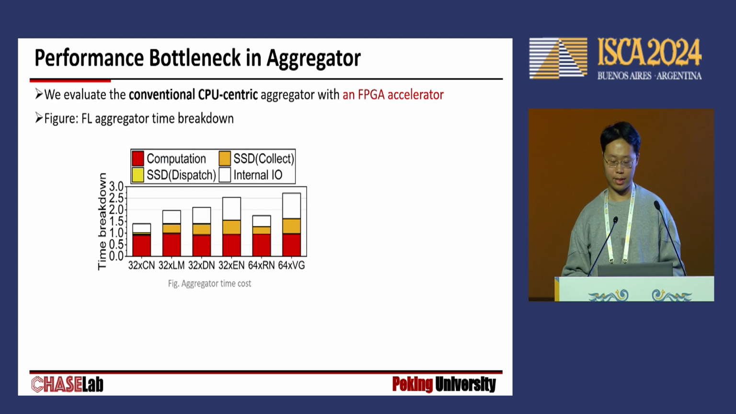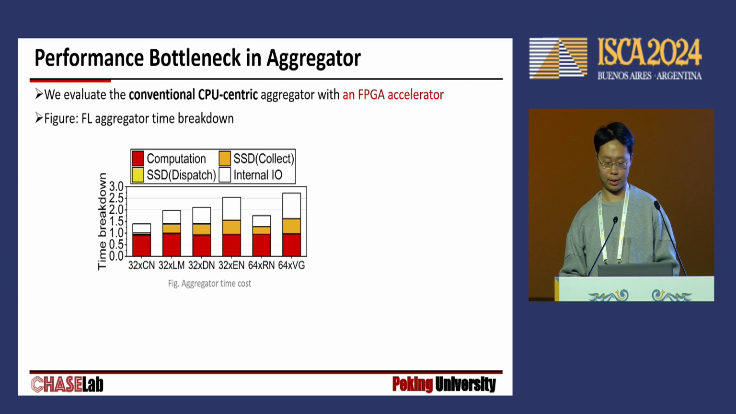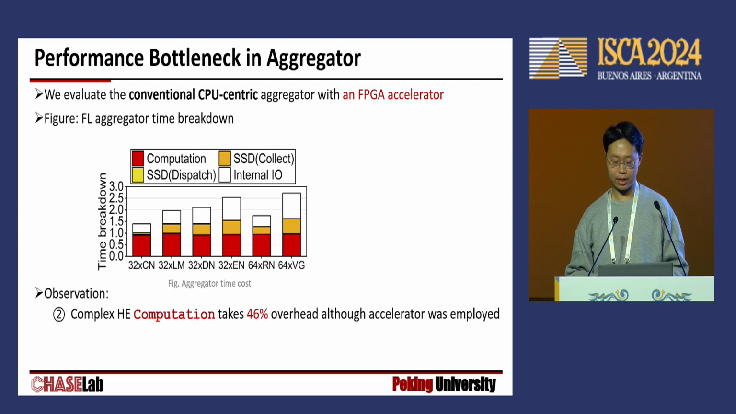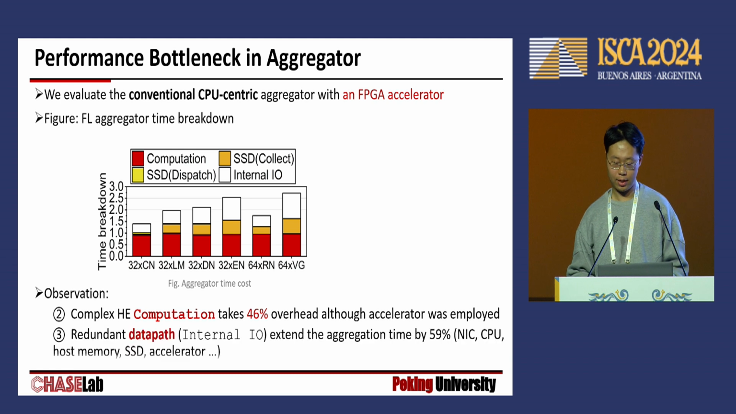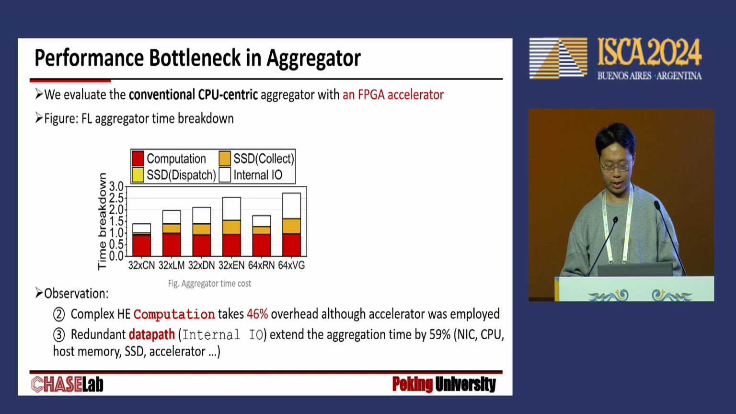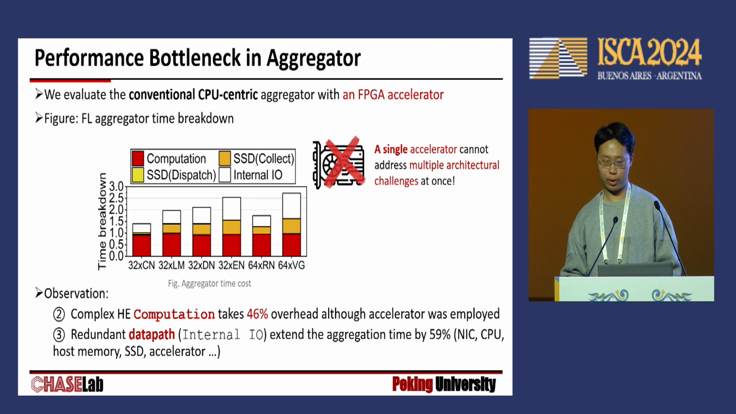Furthermore, we also evaluated the time breakdown for the FL aggregator. We found that although an FPGA accelerator has been applied, the complex homomorphic computation still causes 46% of the time. And as you have noticed, to accomplish the FL aggregation task, computation, storage, and data transmission involve multiple hardware units. These hardware units necessitate the data to be transferred back and forth among them, which further extends the aggregation time. We conclude that employing only one accelerator cannot address these architectural inefficiencies at once.